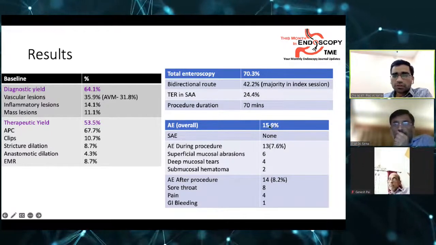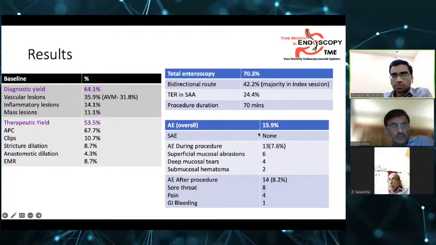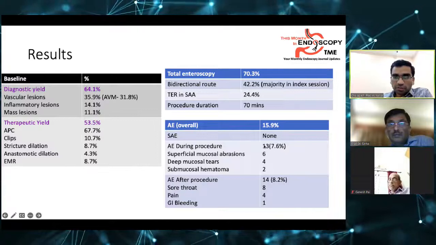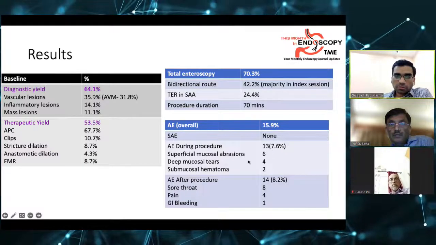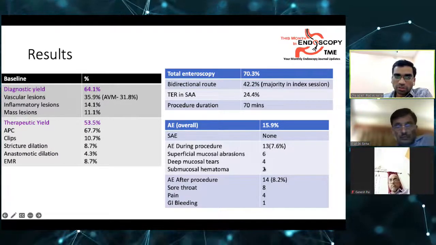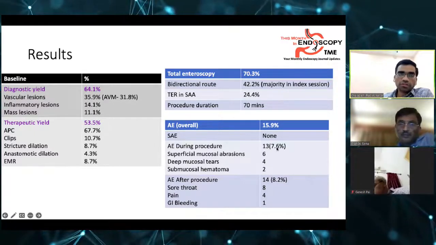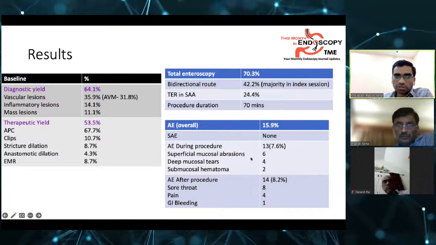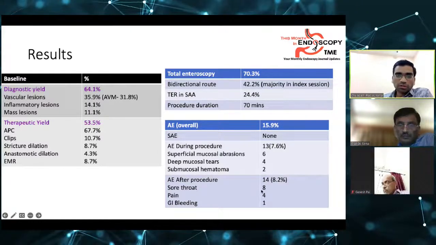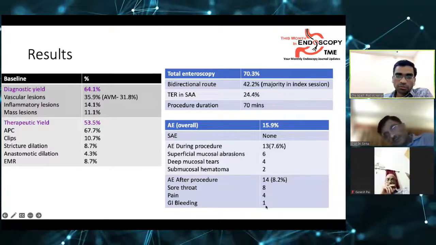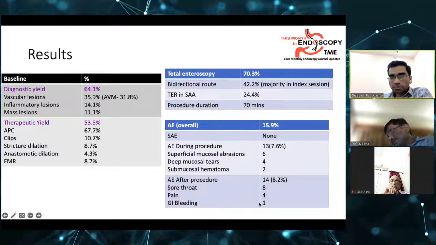So adverse events, up to 15.9% of patients had adverse events. Fortunately, none had serious adverse events. But the predominant adverse events were superficial mucosal abrasions, deep mucosal tears, and submucosal hematoma. So during this procedure, adverse events were recorded in 13 patients. And after the procedure, patients reported sore throat in 8 patients, 4 patients reported pain, and 1 patient reported GI bleeding.